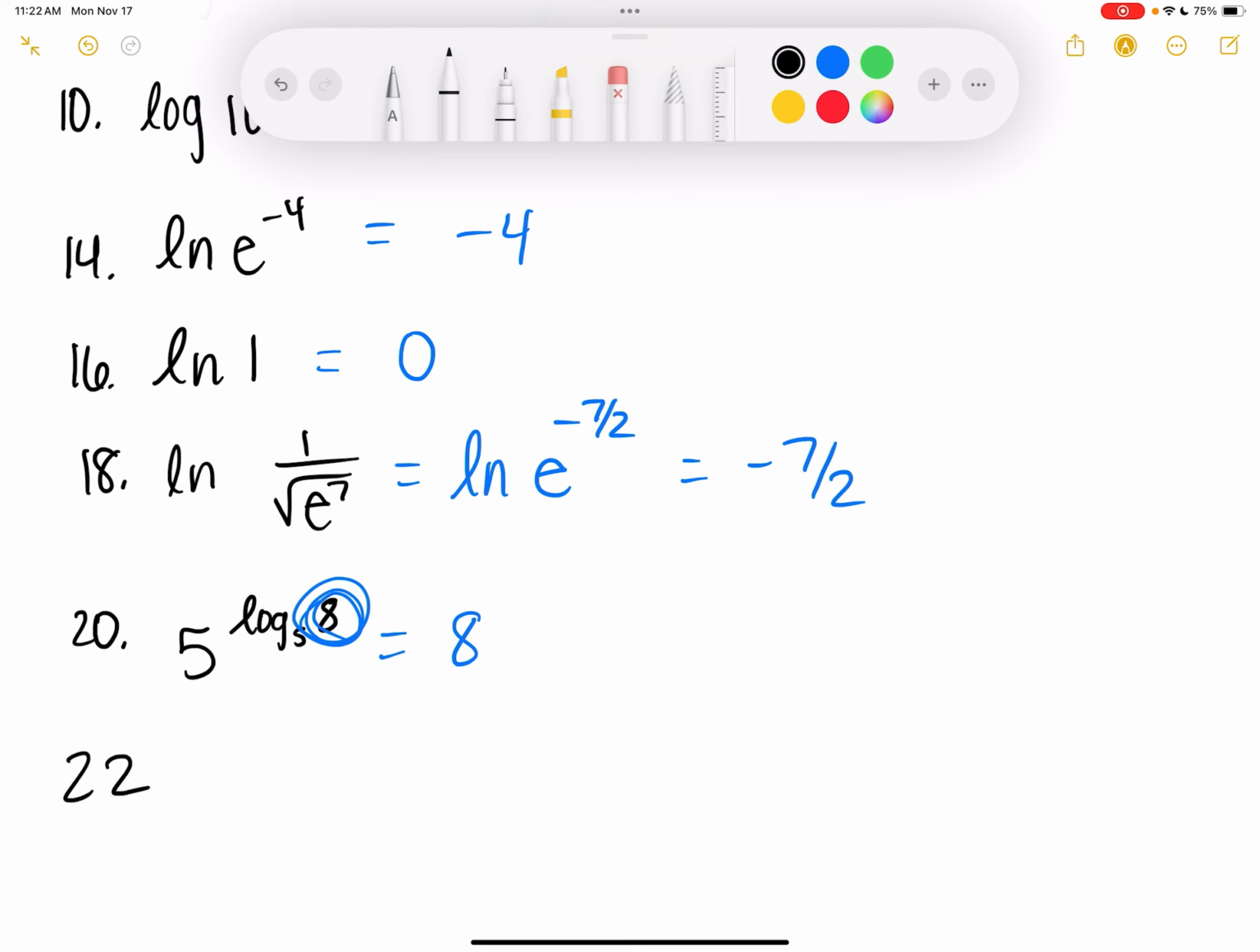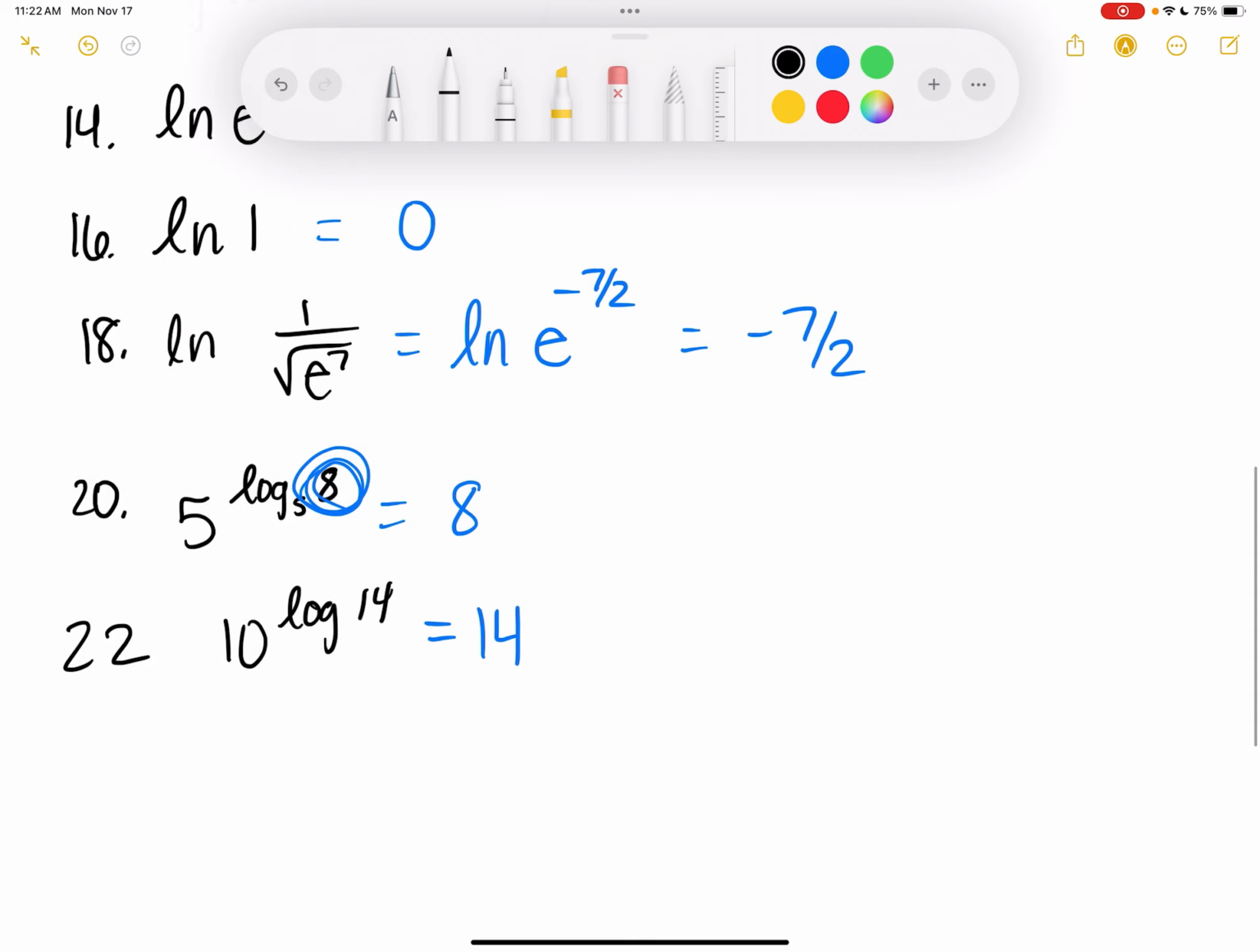22. 10 to the log of 14. 24. e to the ln of 1 over 5. Should be the easiest section we've done all year.